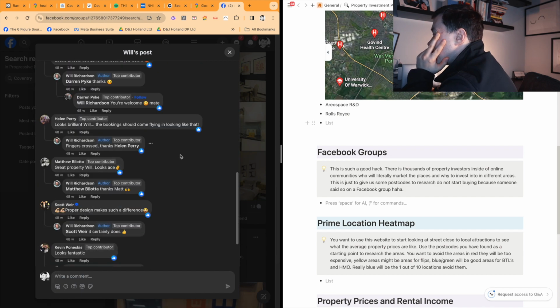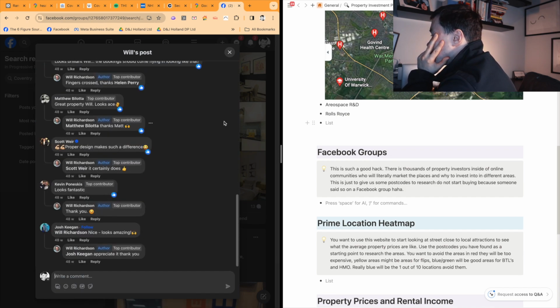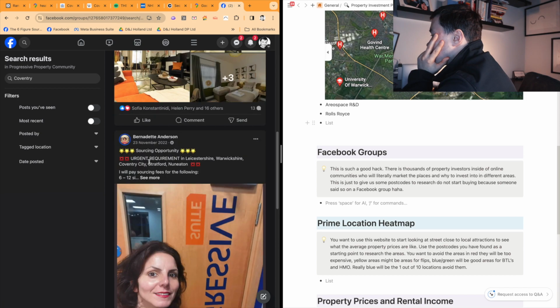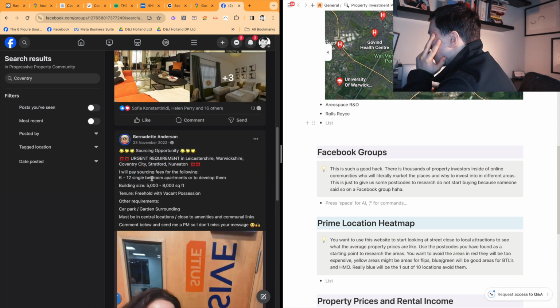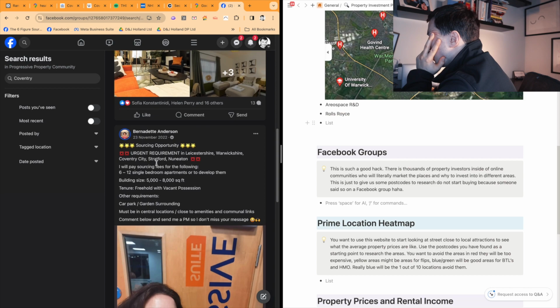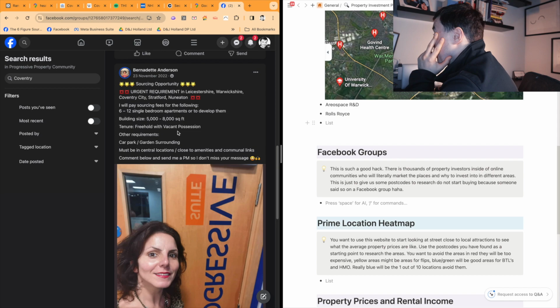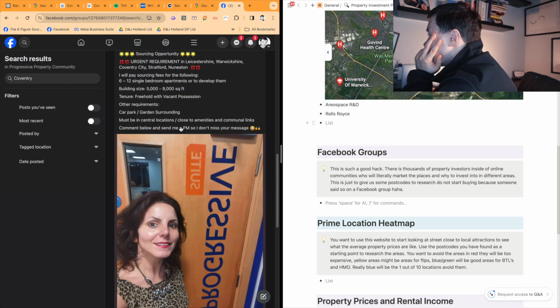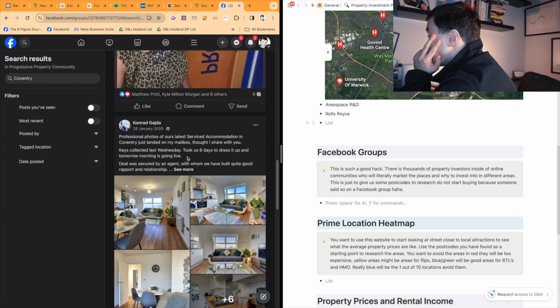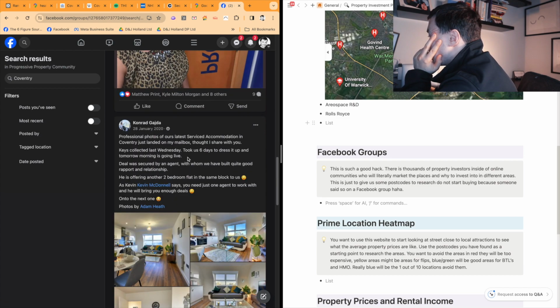Got any idea on postcodes here? No. Sourcing opportunity required. So there's people looking for properties in Coventry. Sourcing fees, buildings. Oh, she's looking for some pretty big buildings.